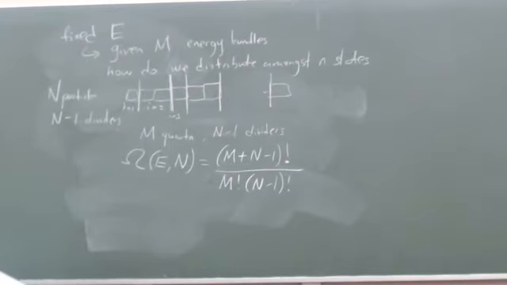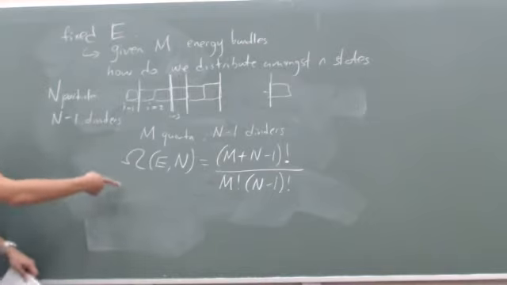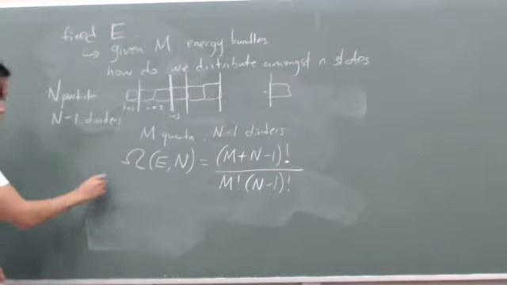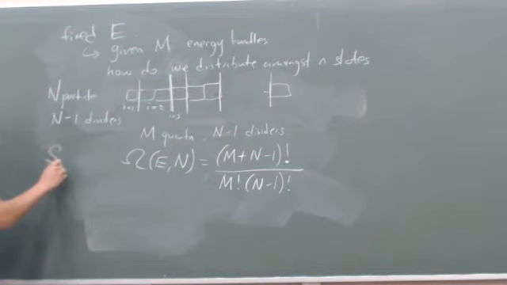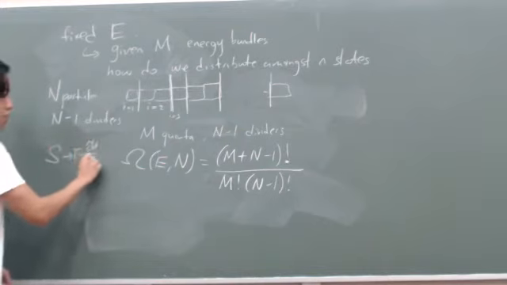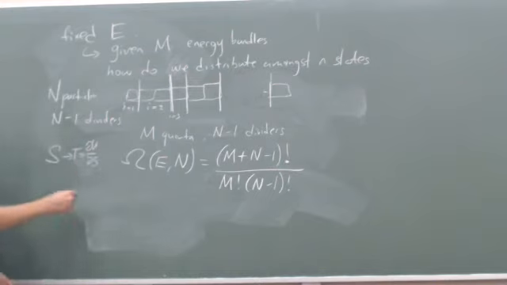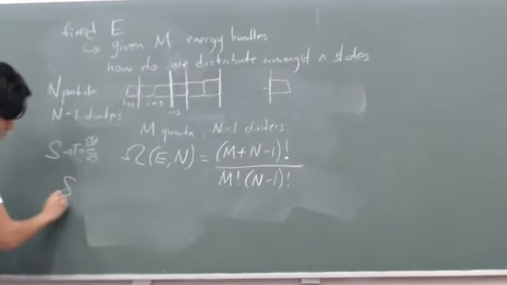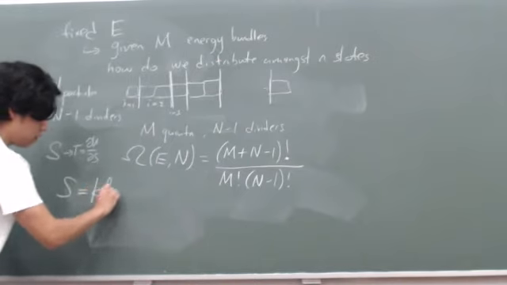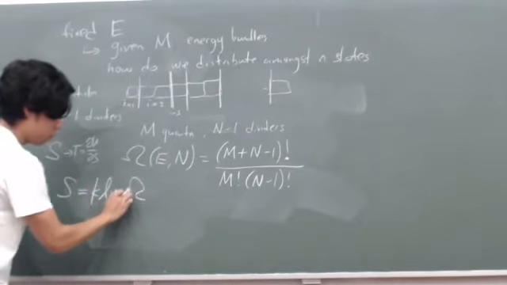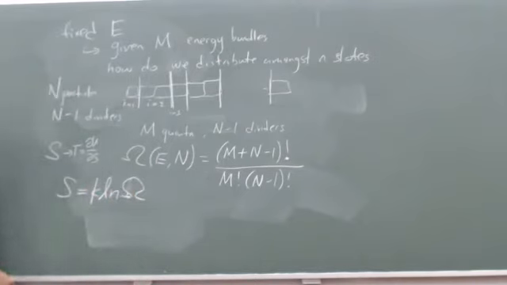And then later, for part B, we're asked to find the temperature as a function of energy. So to find the temperature from this, we just have to extract entropy from that. And then from entropy, we can get temperature from dU/dS. So let's first try to get the entropy. So entropy will equal k log omega.